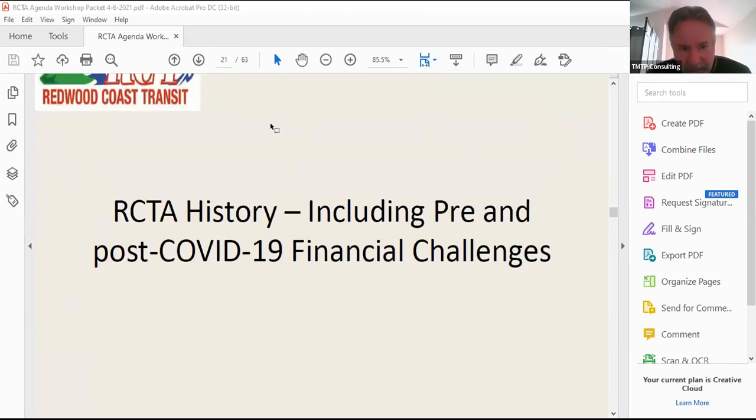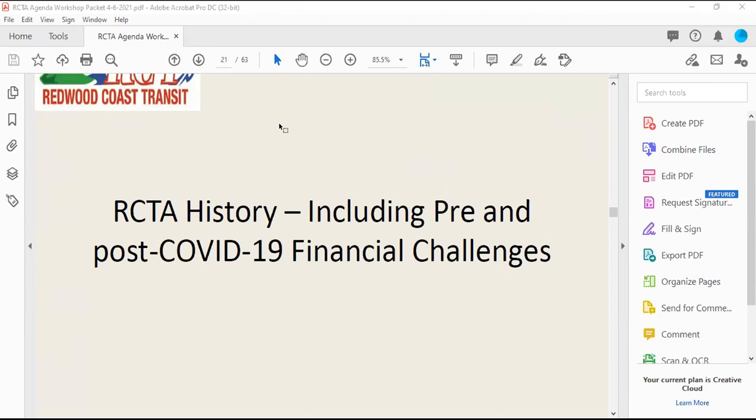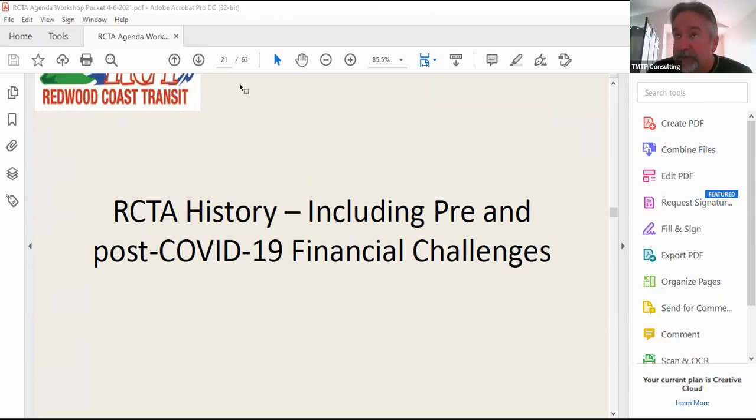And then Dan's going to do the second presentation, which is about the budget and the finances. Not that this isn't, but that second one really focuses on budget. And then the third presentation will be where I'll come back on and we'll be talking about service planning for the summer. We usually do our service changes at least once a year, and it's usually in the summer, either late summer or midsummer. And then we'll talk about that.